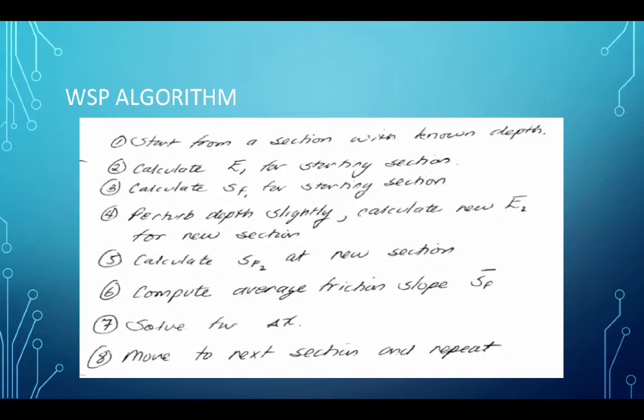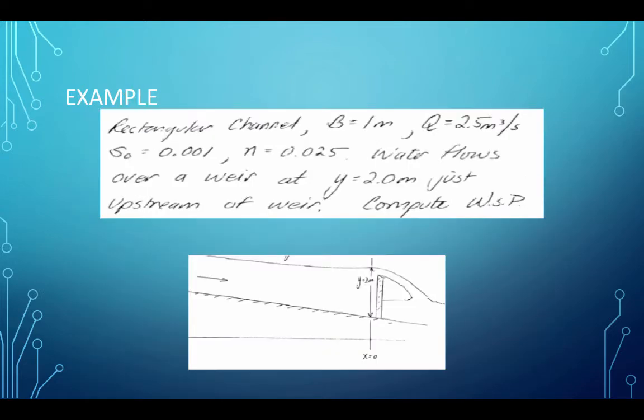Start from a section with known information, calculate the energy at that section, the friction slope at that section, adjust the depth slightly, calculate the energy at the new section, calculate the associated friction slope at the new section, compute an average friction slope, solve for delta x. Then you move to the next section, which used to be 2, rename it 1, and repeat.